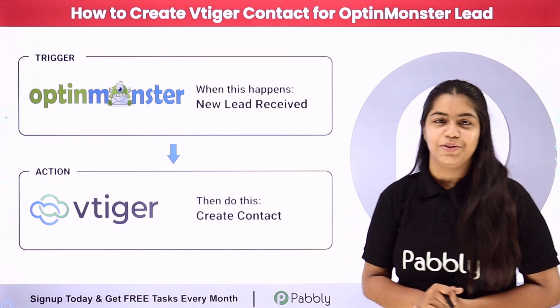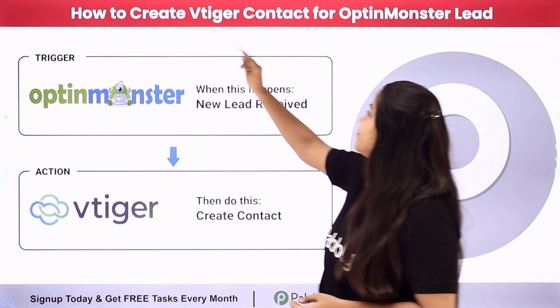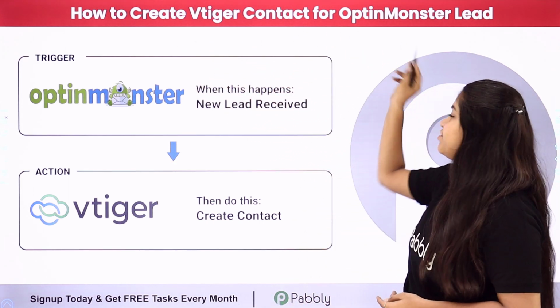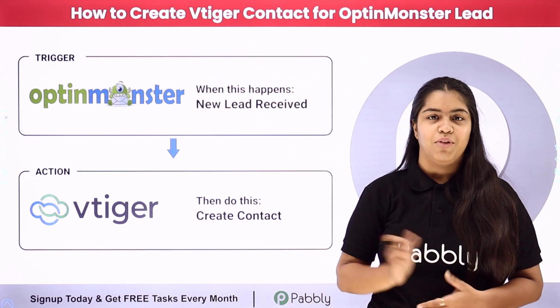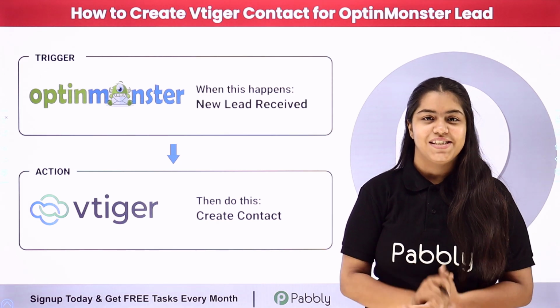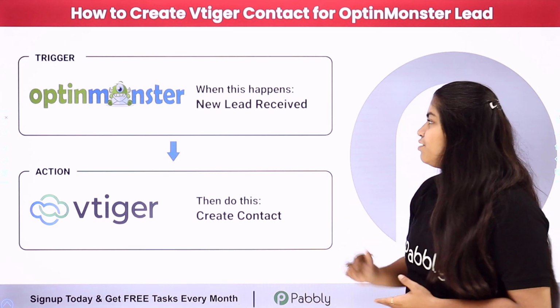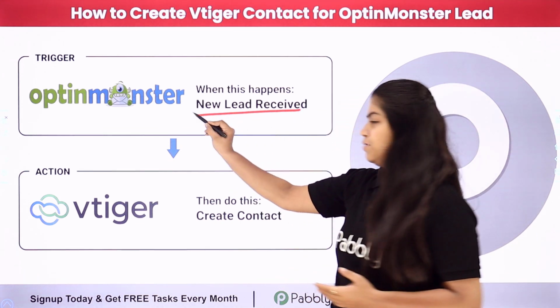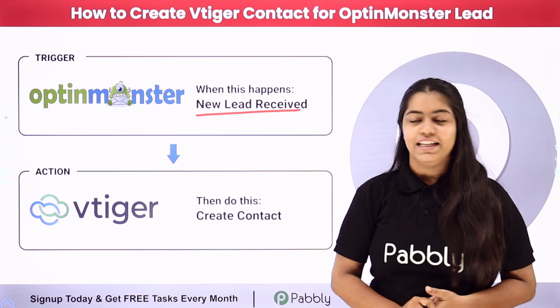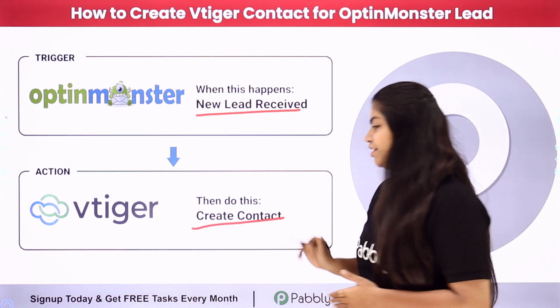So in this video, we are going to understand how to create Vtiger contact for OptinMonster lead. So are you also using OptinMonster for your business? Then this video is definitely for you. So I am using it for my business and I wish that as soon as a new lead is received in my OptinMonster, automatically a contact should be created in my Vtiger account too.